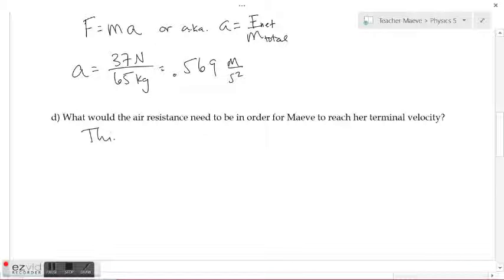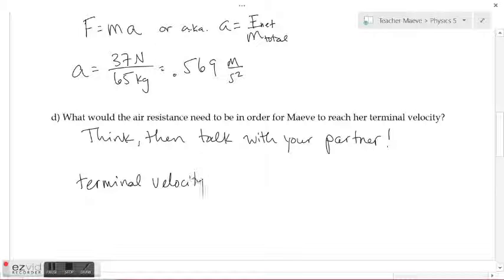Part D, what would be the air resistance in order for Maeve to be at her terminal velocity? Think. And then go ahead and talk with your partner, just like we do all the time, all right? Turn to your partner at your team, talk with your partner, and think about this. Pause that video. Thanks for discussing with your teammates. I'm so glad that you guys are still able to be such good students without me there.